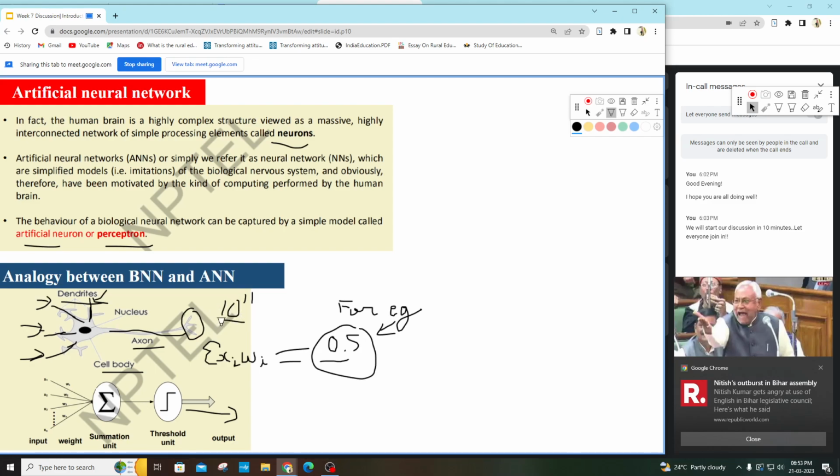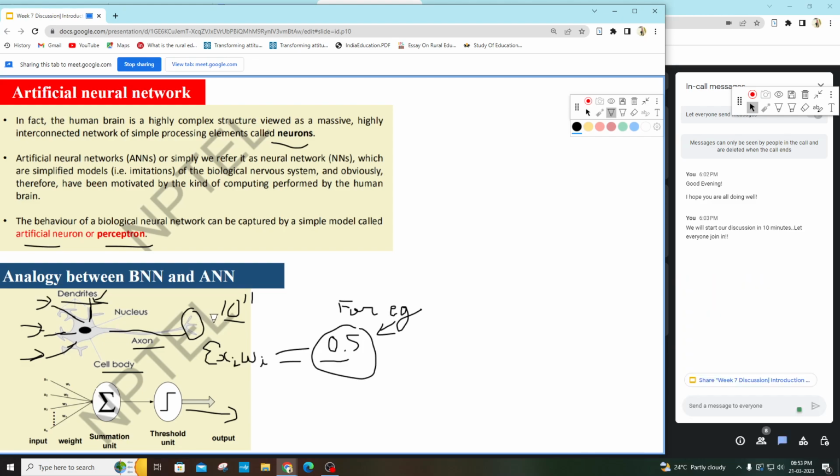So in biology, what will happen is that this transfer takes place with some voltage. If this input is greater, meaning your input is more important, then only that voltage will be generated, otherwise that voltage will not be generated. So this is how our biological neuron works. Now what about our artificial neuron?